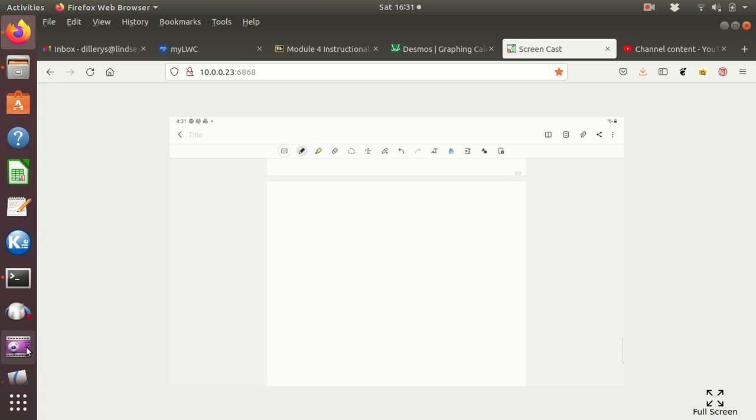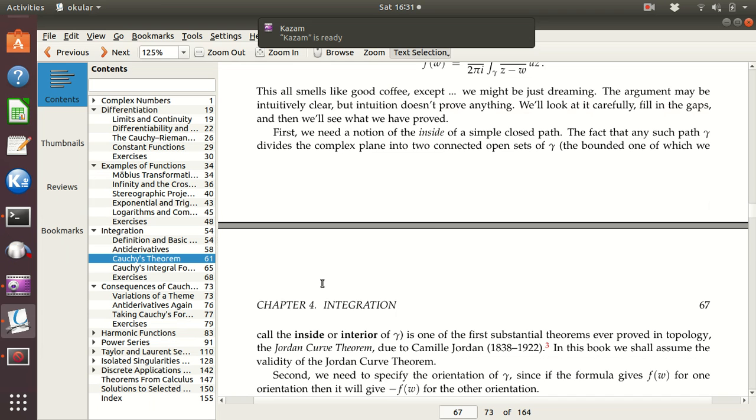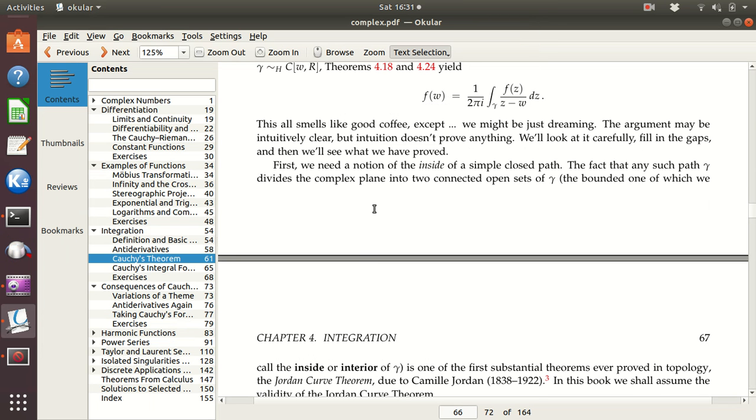All right, and so what's left, we just want to talk about the generalized theorem, and I might go look at one question because that kind of intrigued me at first, and now it doesn't so much, but you'll see why. Okay, so we need to talk about the inside, outside of a simple closed path.